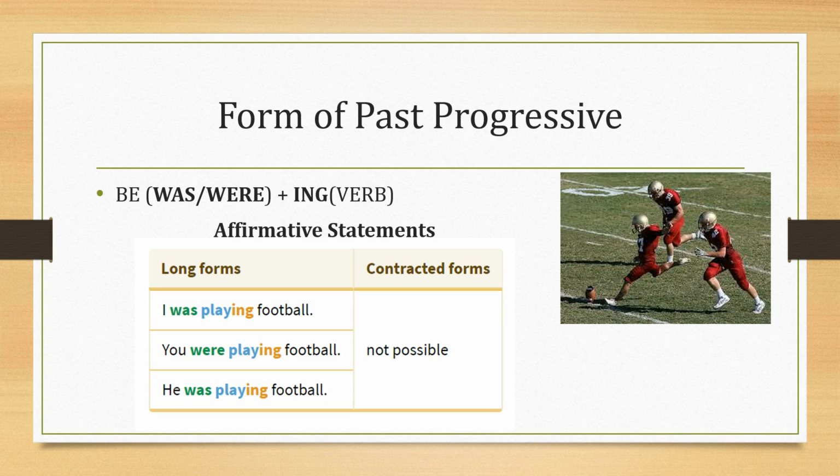Okay, so the form of past progressive is actually fairly simple. You're going to use be in the past tense, was or were, plus an ing verb. For example, I was playing football. I took the verb play and added ing to the base. You were playing football. He was playing football. And with this, there is no possibility to use a contraction. There will be when we talk about the negative.